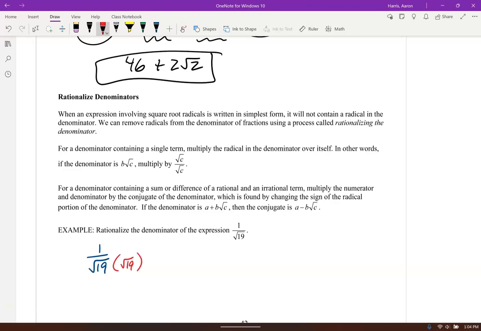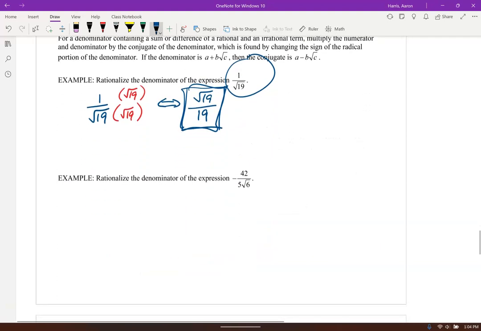Well, if I multiply the bottom by square root of 19, I'm going to multiply the top by the square root of 19. So now this becomes 1 times the square root of 19, square root of 19. On the bottom, I got square root of 19 times square root of 19, which is 19. That is rationalized. That's the proper form. So you really shouldn't write it this way. You should rationalize it and write it as square root of 19 over 19.